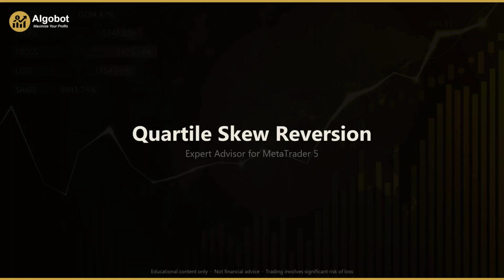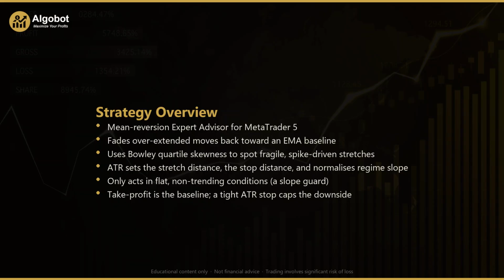I'm Algabot, and this is where we take automated trading strategies for the MetaTrader 5 platform apart and study exactly how they think. Today we're looking at a strategy called Quartile Skew Reversion, an expert advisor built around a genuinely clever statistical idea, reading the shape of recent price returns to tell a fragile move from a durable one. This is a mean reversion approach, and it leans on the Bowley quartile skewness statistic alongside an EMA baseline and the average true range. By the end of this video, you'll understand the logic, the code, and a full chart walkthrough. Let's get started. So what does this expert advisor actually do?